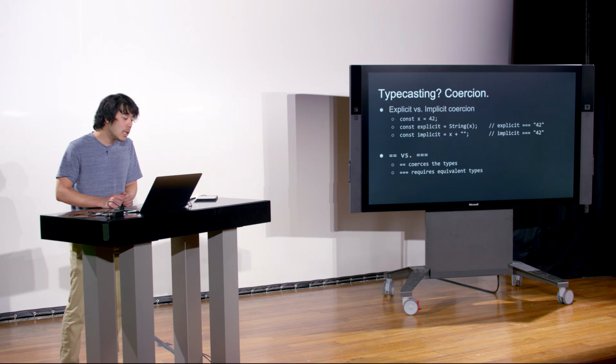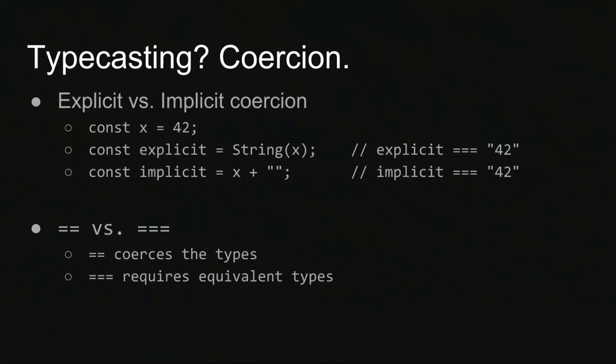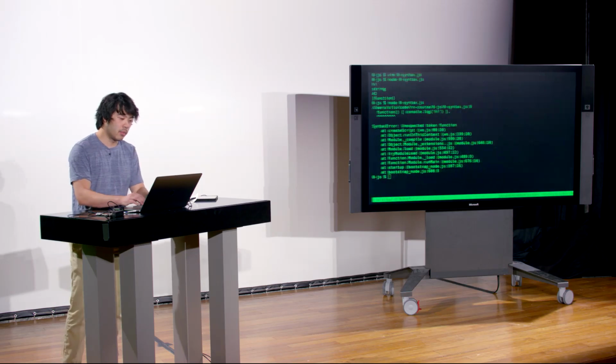Cool, and so how might we go about comparing values? So in most languages, you can compare values with a double equals, but JavaScript has this thing called triple equals. So there are 2 different ways of comparing equality. There's double equals and there's triple equals, where double equals will actually coerce the types, and triple equals requires that the types match. And so let's play with that a little bit.